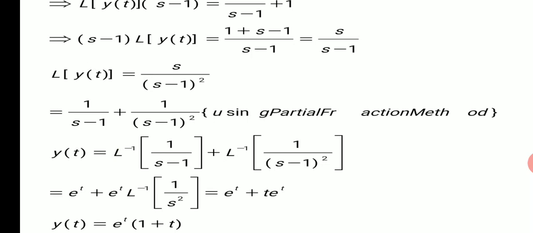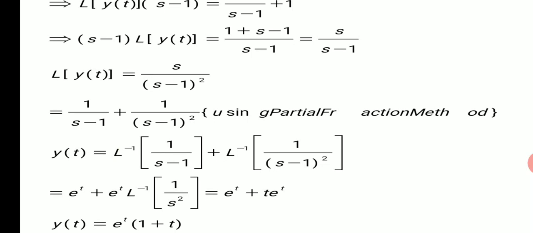In the Laplace transformation table of elementary functions and formulas, there is no entry with s divided by s minus 1 the whole square in the denominator, etc. For that purpose we are using the partial fraction method. We already know the partial fraction method, we have to split that one. Using the partial fraction method, we get L of y of t is equal to 1 divided by s minus 1 plus 1 divided by s minus 1 the whole square.